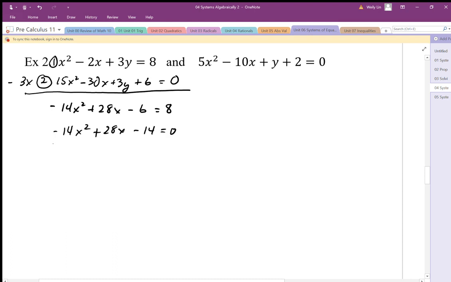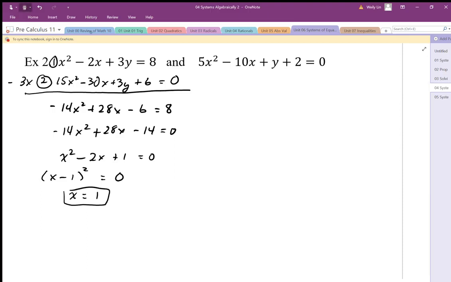I'm going to divide both sides by negative 14. So I'm going to end up with x squared minus 2x plus 1 equals 0. And factor and solve. This one happens to be a perfect square, so I'm just going to solve it as x equals 1. There's my solution for x. I do want to solve for y.